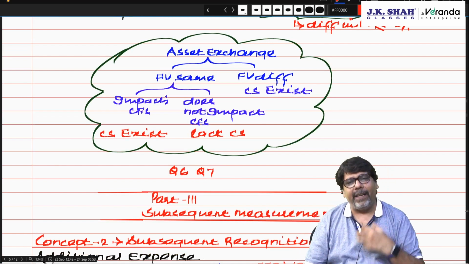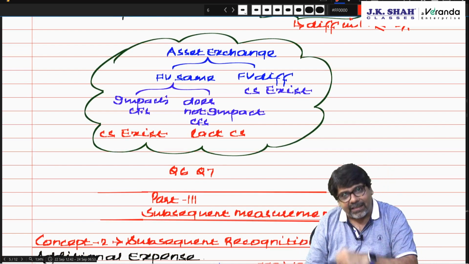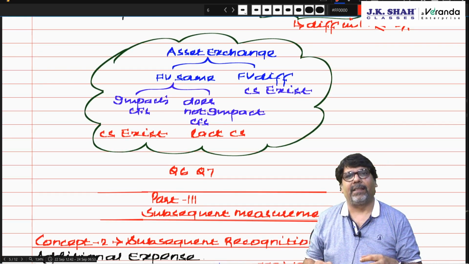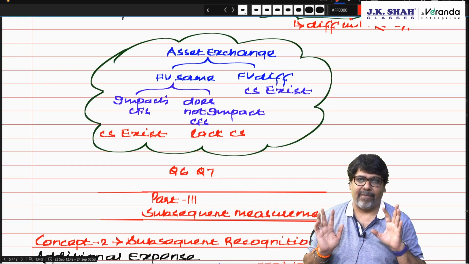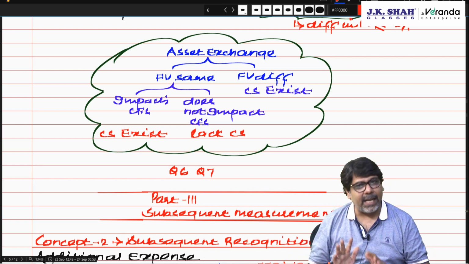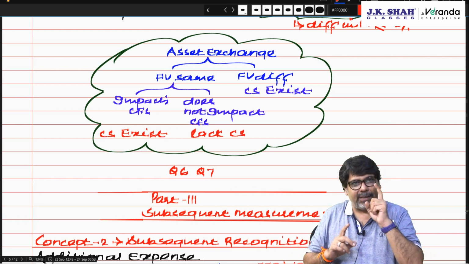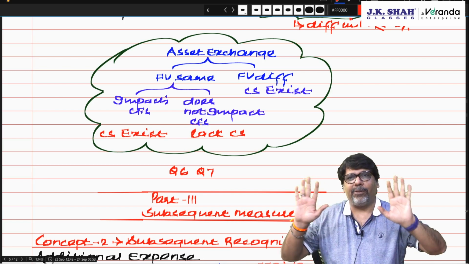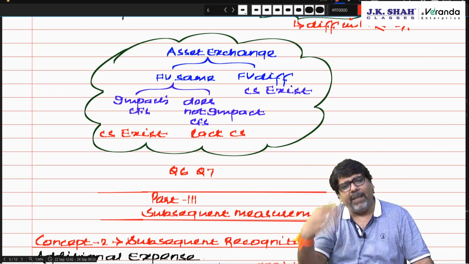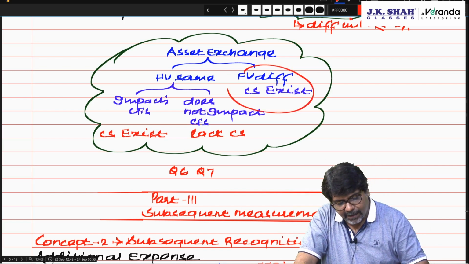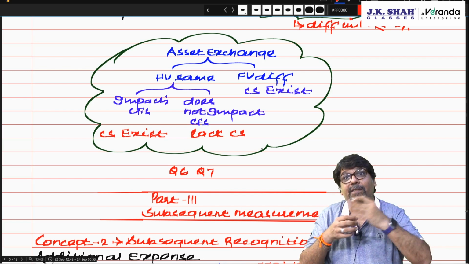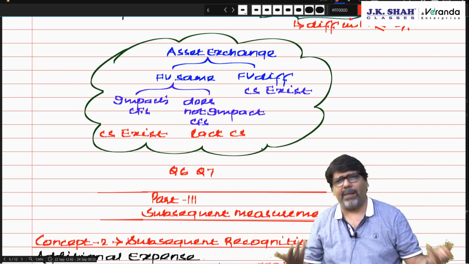How do we identify whether a transaction lacks commercial substance or has commercial substance? If it impacts the cash flows of the entity, meaning either the cash flow will increase or decrease. Correct? Secondly, fair value should be the same. If fair value is different, then commercial substance exists by default. If the fair values of the assets exchanged differ by more than 10%, then commercial substance exists.